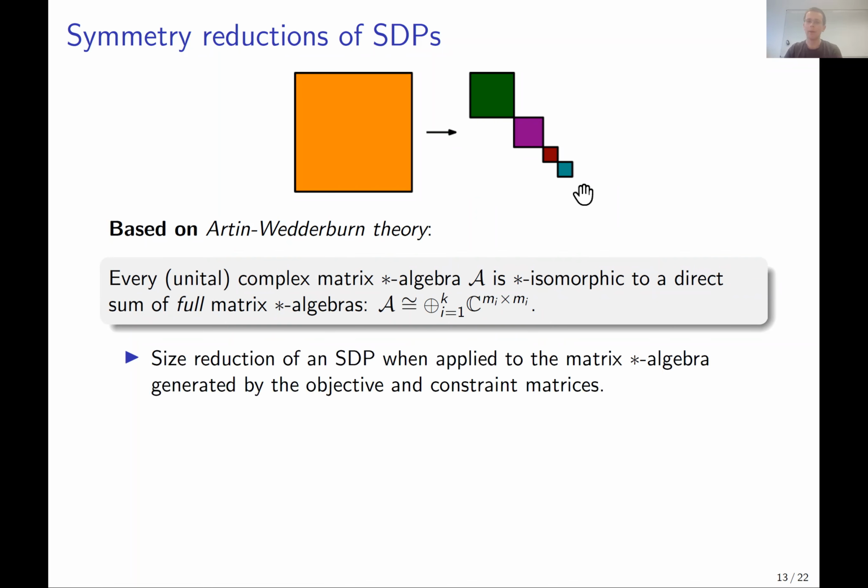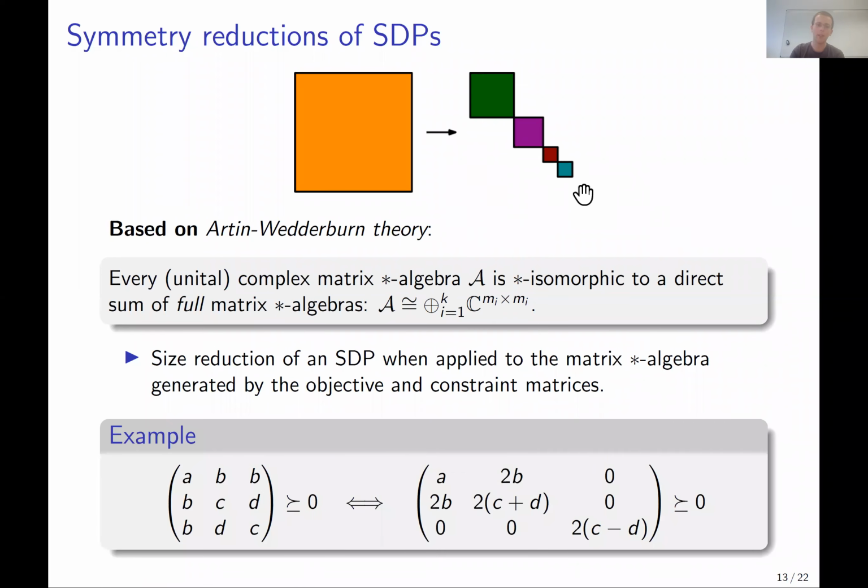So how is this related to semi-definite programs? In semi-definite programs, you also have a natural matrix algebra that is generated by the objective and constraint matrices. And you could try to use this Artin-Wedderburn theory to block diagonalize your algebra, and therefore you would also block diagonalize in some way the SDPs, which means that if you start with your big semi-definite constraints, you would be able to write them as a sum of smaller semi-definite constraints, which would be computationally very, very useful.